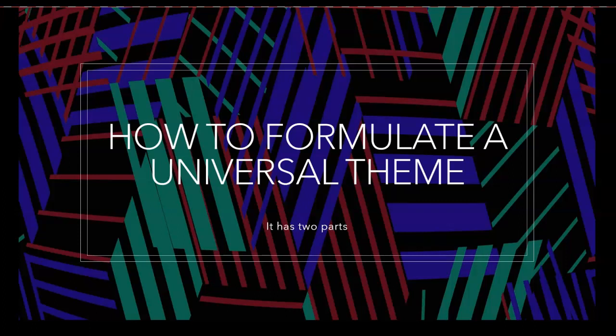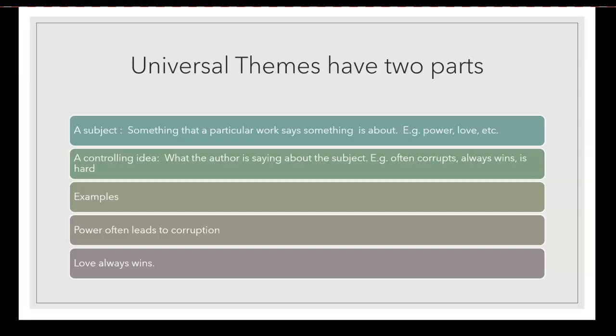So how do you formulate a universal theme? How do you write one down? It's actually pretty easy. It only has two parts. You need a subject, something that a particular work of art, literature, or anything says something about, such as power, love, etc. So you have to figure out what you think the one big idea from the work is that it's commenting on.